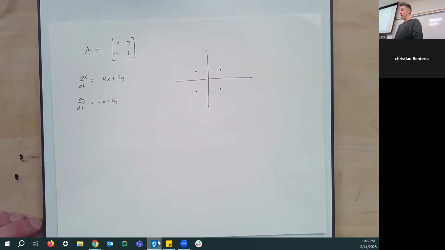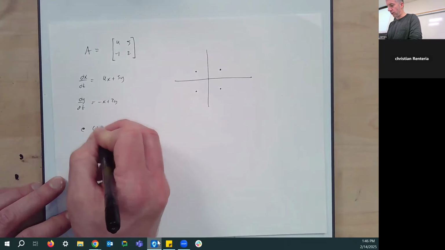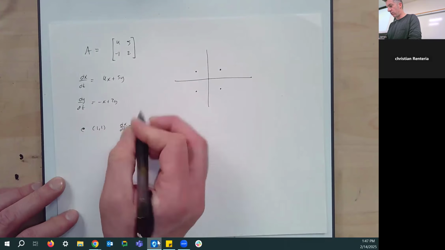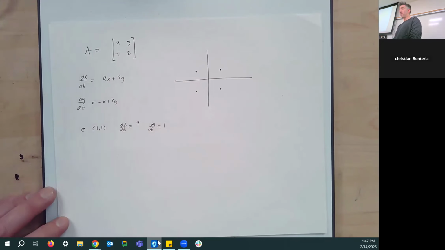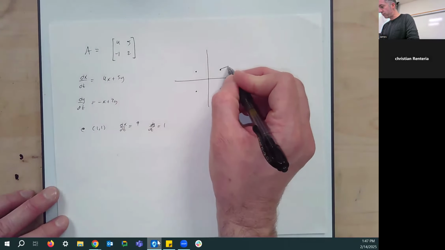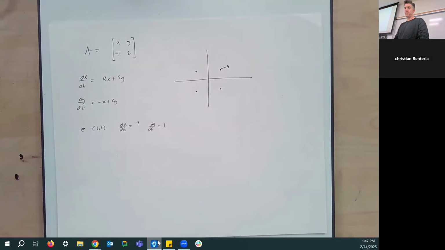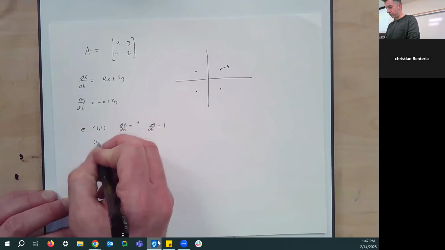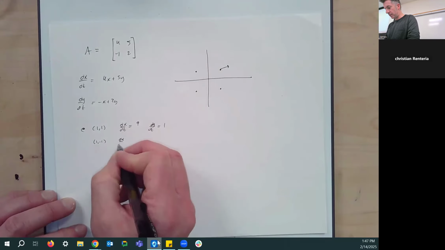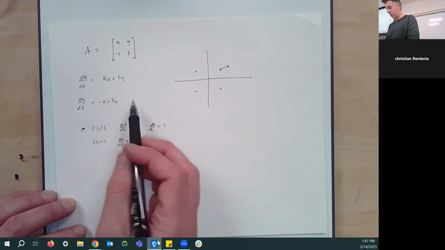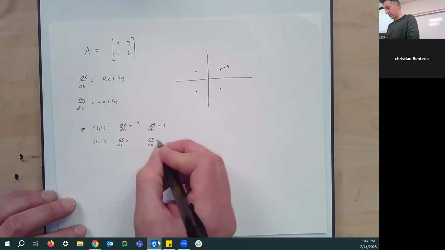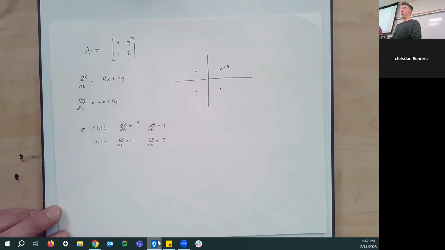So if I plug in the point (1, 1), my dx/dt is going to equal 4 plus 5, and my dy/dt is going to equal -1 plus 2, which means I'm going over 9 and up 1. So I'm pretty much going almost straight to the right. And then I'm going to go down here to (1, -1). So at (1, -1), my dx/dt is going to be 4 minus 5, which is -1. And my dy/dt is going to be 1 minus 2, which is -3. So I'm going left and down, but more down than left.